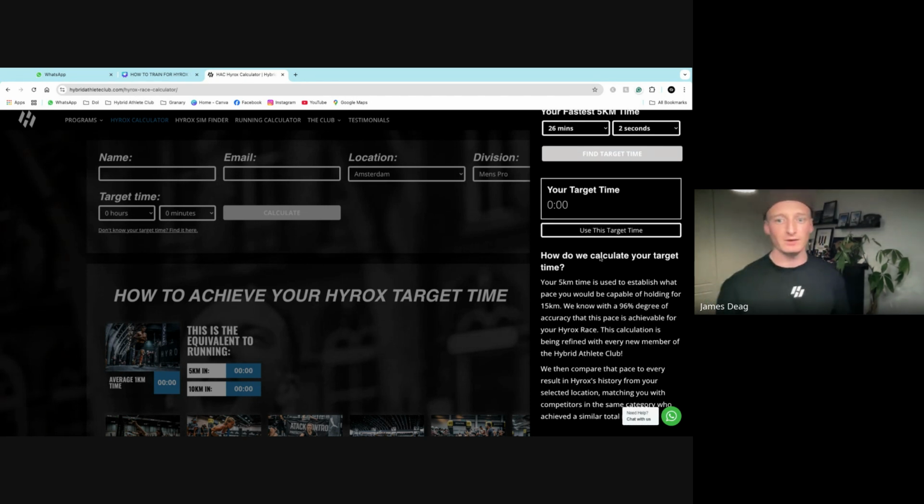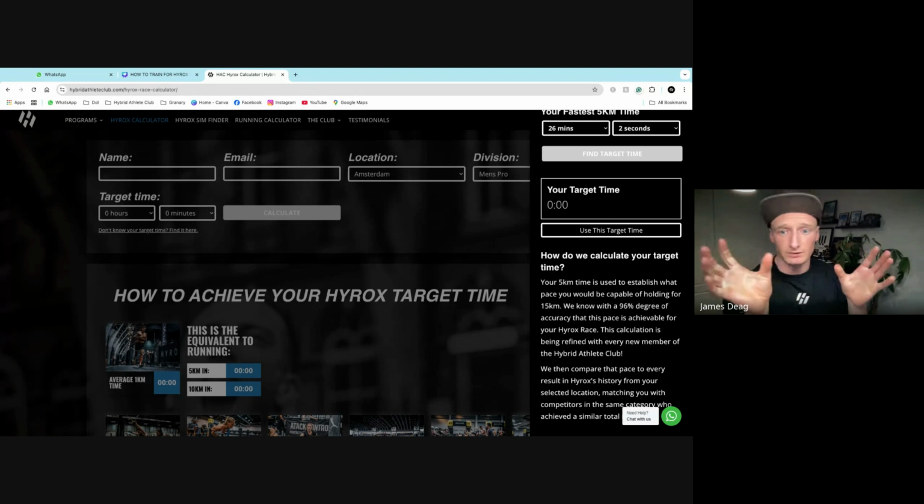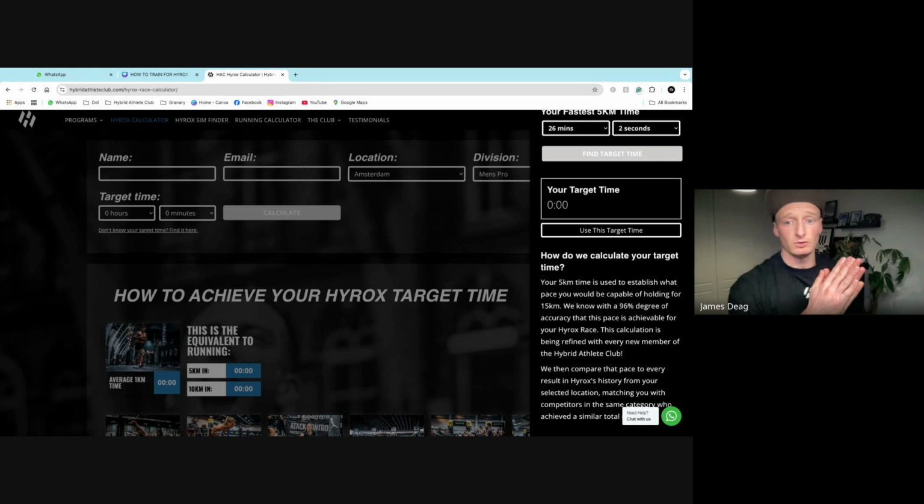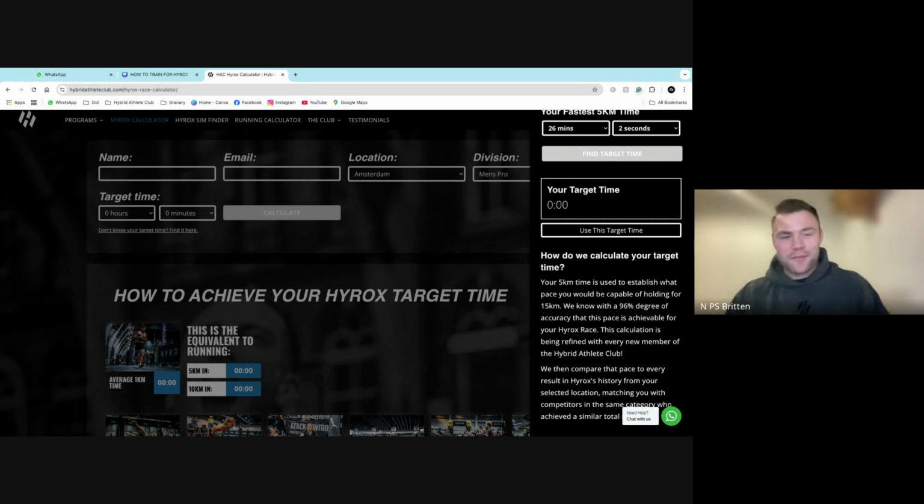Essentially, what it's doing is using what's called a VO2 max predictor, i.e., if you're capable of, let's say, a 30-minute 5K, what is the relative fitness required for you to run X distance? So a running calculator gives you, based on your 5K time, an equivalent 10K, half marathon, marathon time.